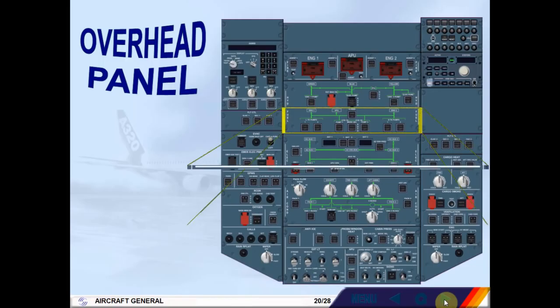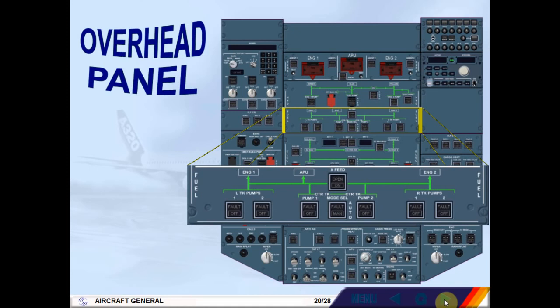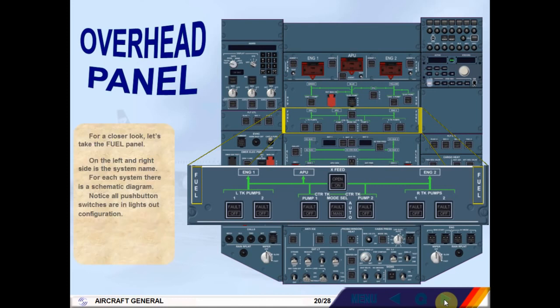For a closer look, let's take the fuel panel. On the left and right side is the system name. For each system, there is a schematic diagram. Notice all push-button switches are in lights out configuration. Click on the back arrow to return to the cockpit, or on the forward arrow to continue.